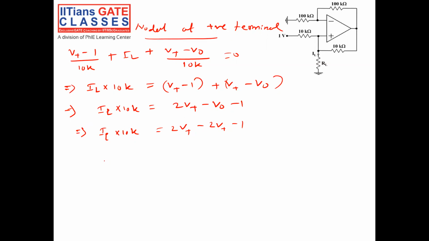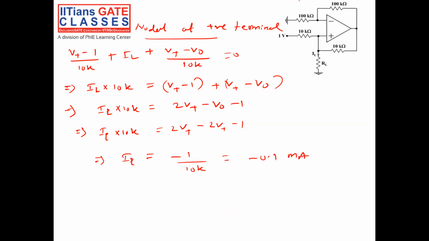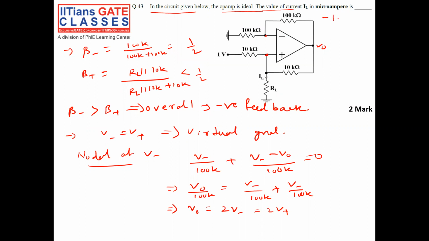Okay. So IL is equal to minus 1 by 10K, which is minus 0.1 milliampere. IL is asked in microampere, right? So 0.1 milliampere is equal to 0.1 into 1000 minus 6, which is equal to minus 100 microampere. So the answer should be minus 100 microampere. Okay, it's a very easy question.